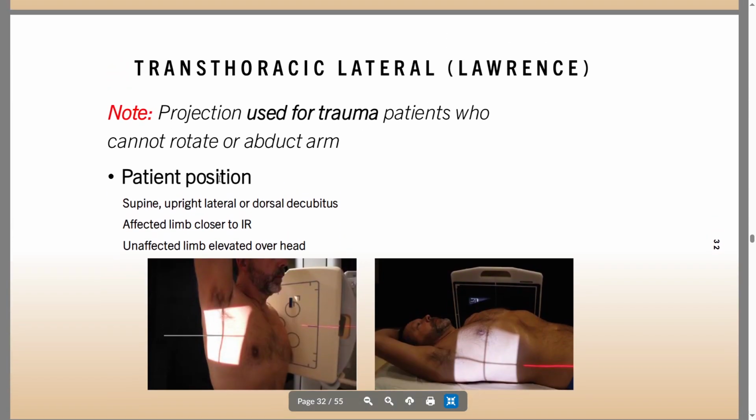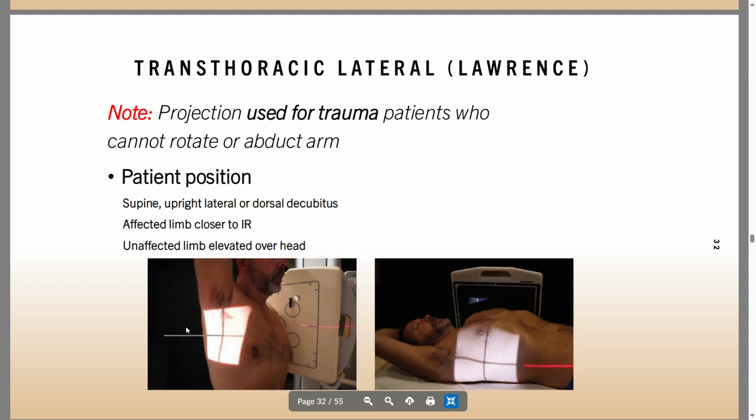Another view that we can do for trauma is the transthoracic lateral, which can either be supine or standing. The one I showed in lab is standing, where the affected limb is closest to the bucky, and the unaffected limb is the one that's raised over the head. So we're actually shooting through the chest to image that opposite shoulder. So we aim about 2 inches below the axilla, and we try to get that vertical line in line with the humerus that's being raised over the head.